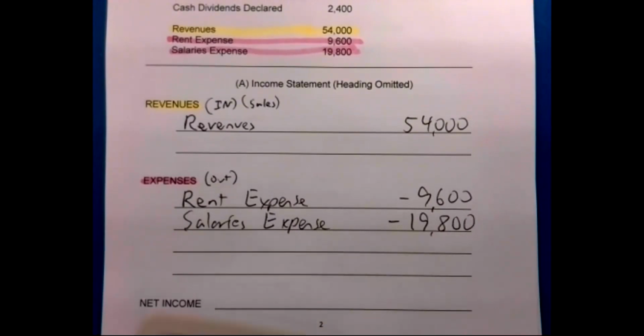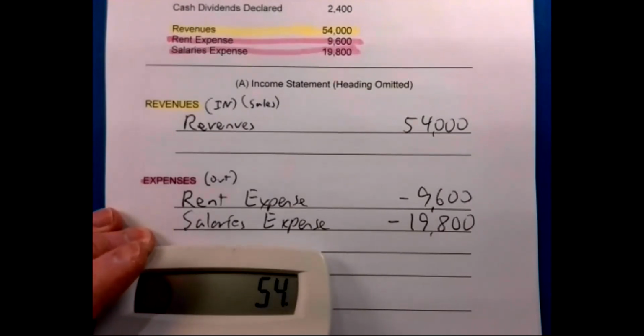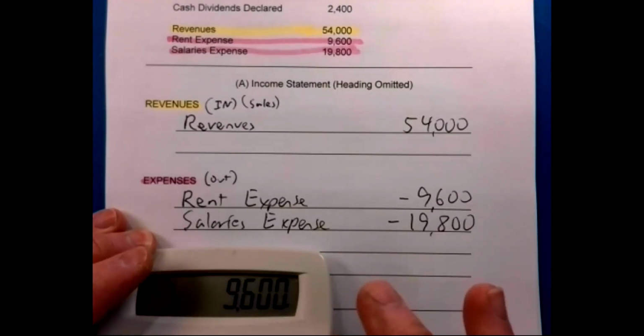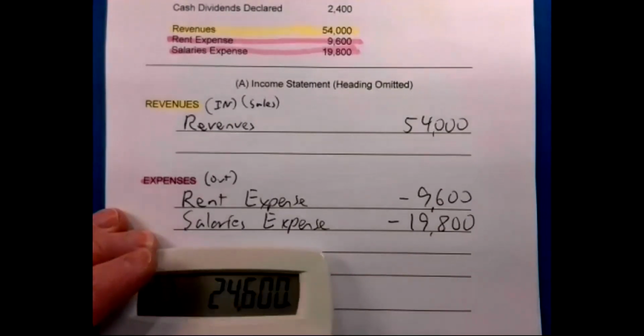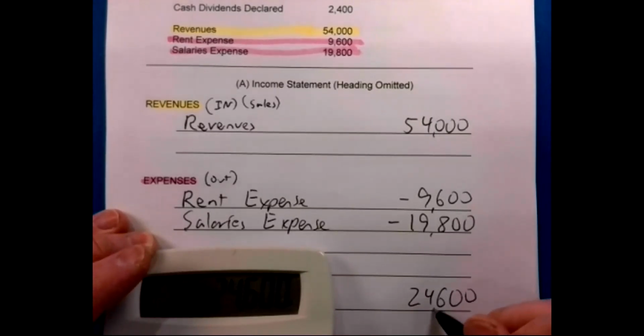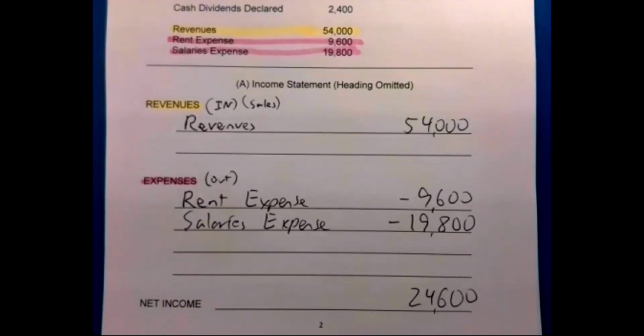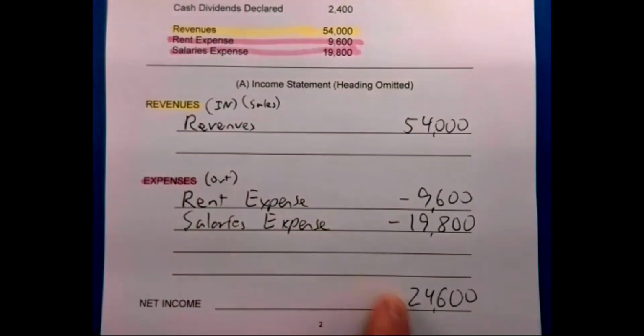We'll use Mr. Calculator for that. Mr. Calculator says $24,600. So that is our net income. Money came in, money went out, and that's what we're left over with. Obviously, this is what you want. This is the most important number here.